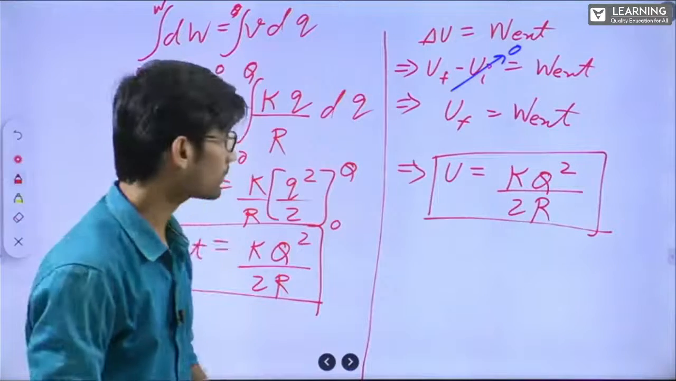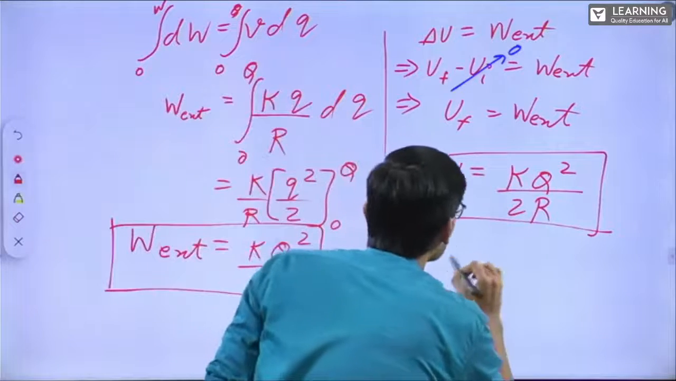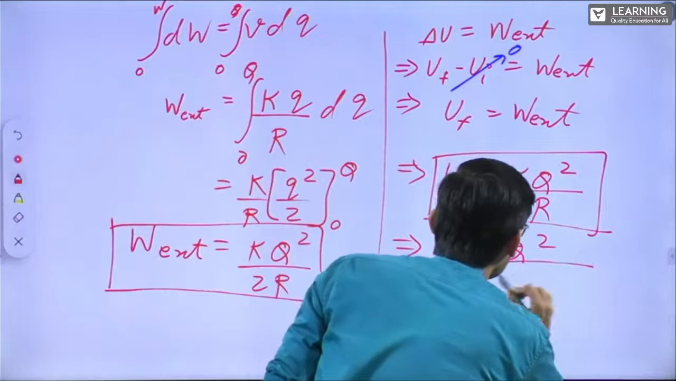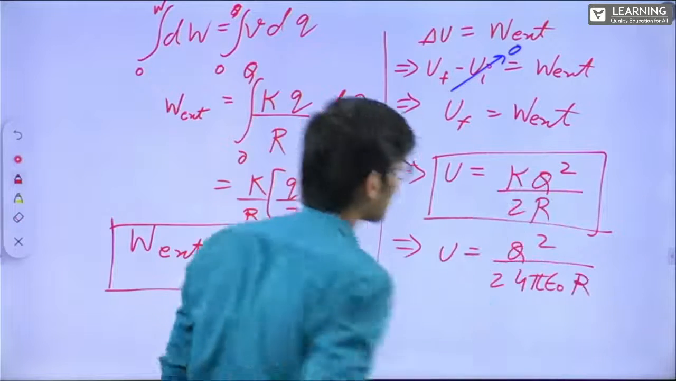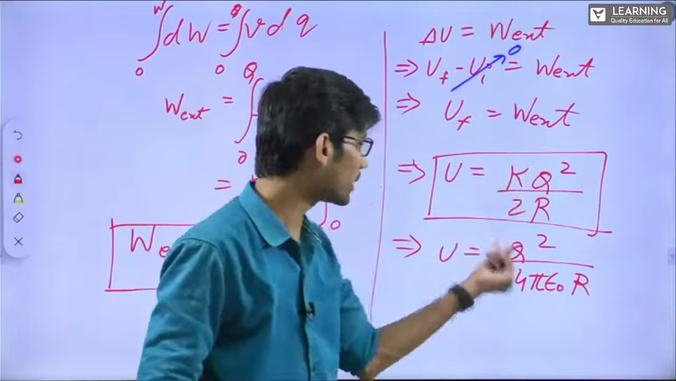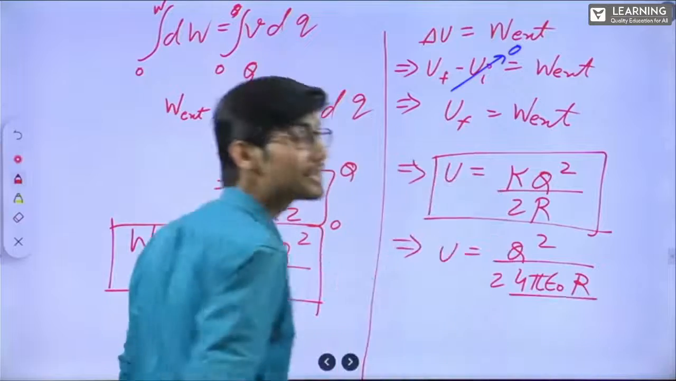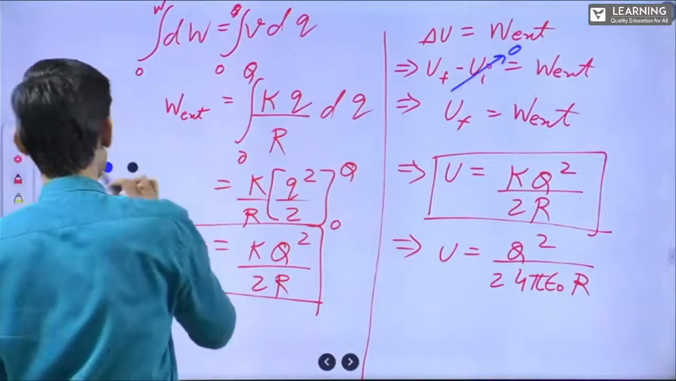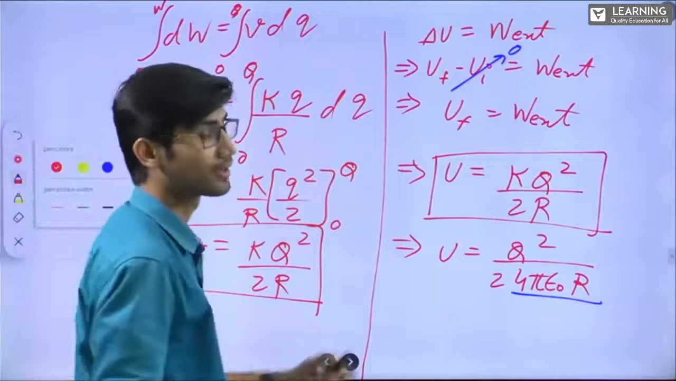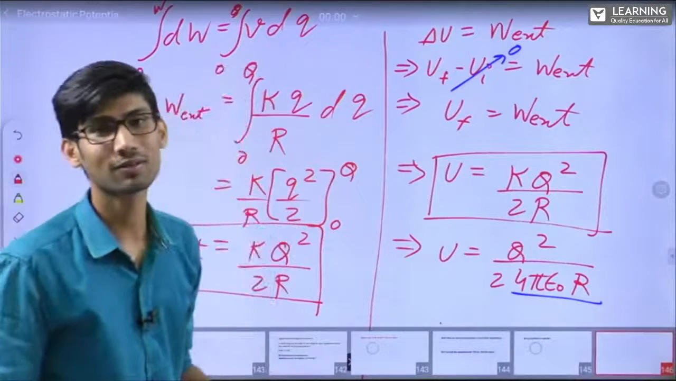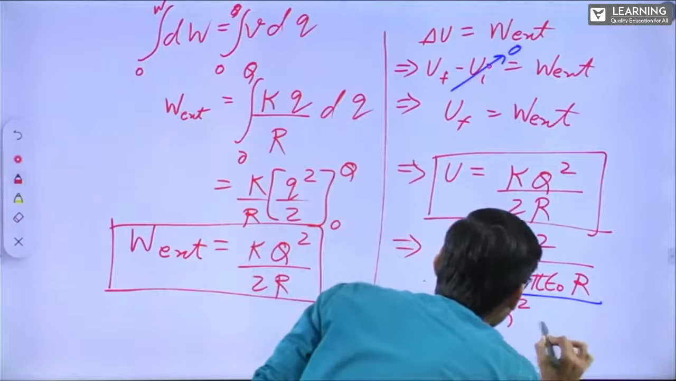Now see, this K is 1 upon 4 pi epsilon naught. So now U is equal to Q square upon 2 times 4 pi epsilon naught R. This 2 I have written as it is, K is 1 upon 4 pi epsilon naught. See this. What is this? Capacitance of the conductor, right? Capacitance of the capacitor. So this will be Q square by 2C.